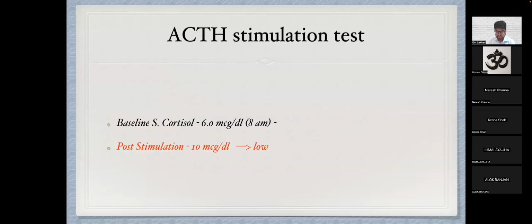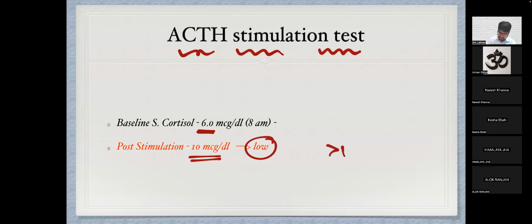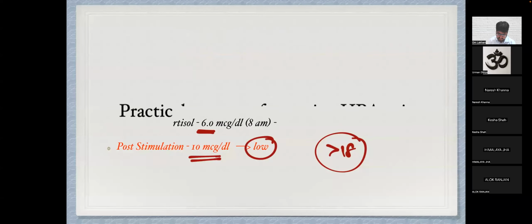Hence, whenever you suspect adrenal insufficiency but the baseline cortisol is quote unquote normal, you have to do what is known as an ACTH stimulation test. We did this in this case, and the post-stimulation value was 10, which is low. It should be more than 18, which is not seen here. So this patient again has adrenal insufficiency, confirming the diagnosis.